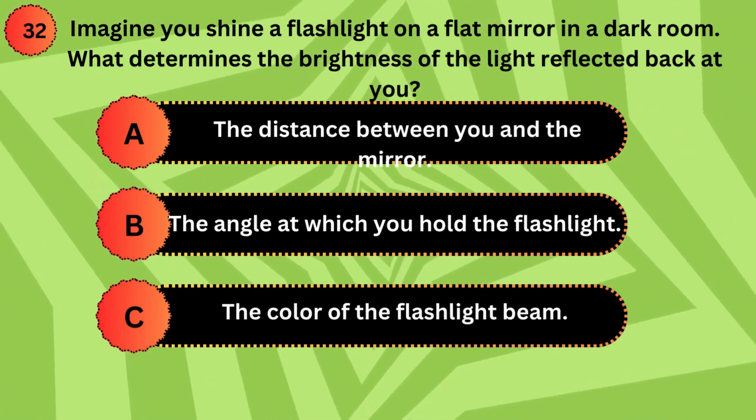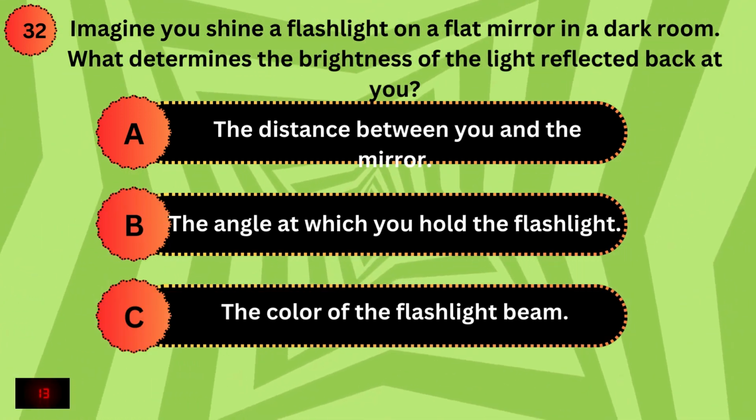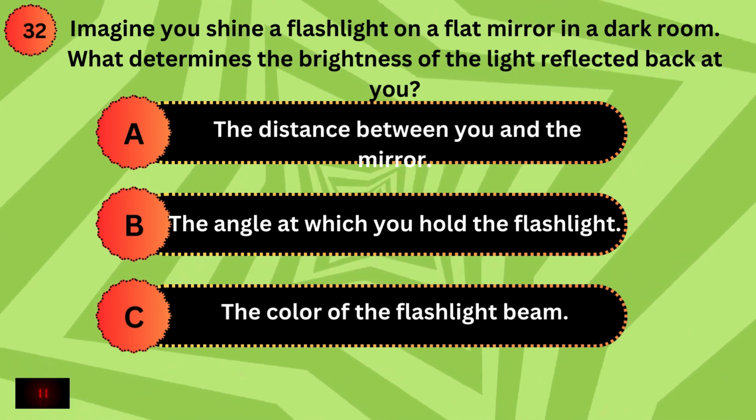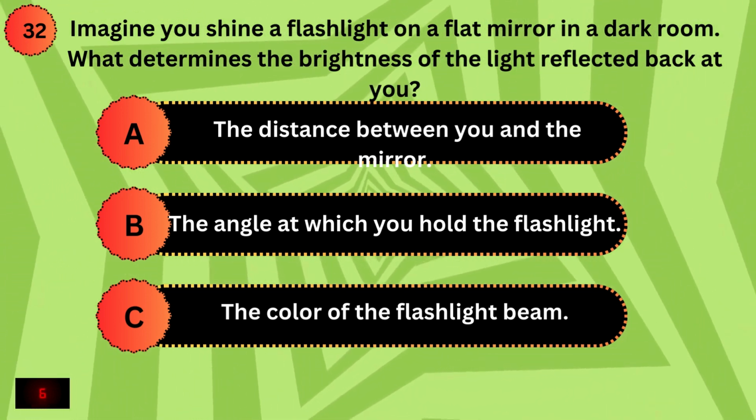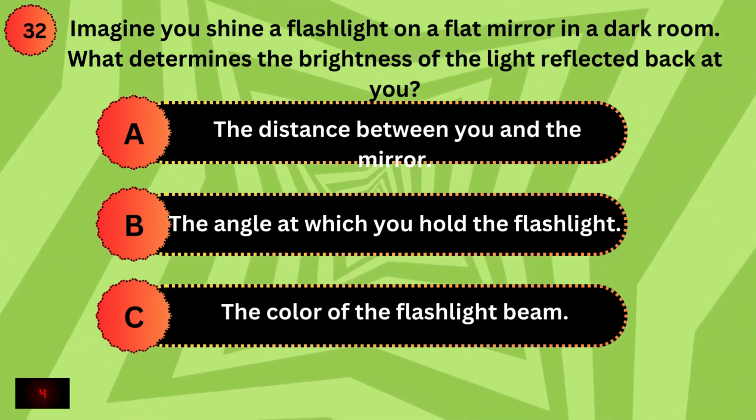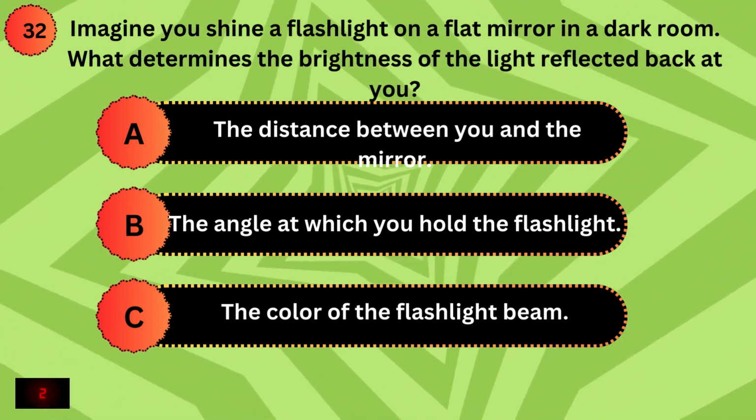Imagine you shine a flashlight on a flat mirror in a dark room. What determines the brightness of the light reflected back at you? A. The distance between you and the mirror. B. The angle at which you hold the flashlight. C. The color of the flashlight beam.